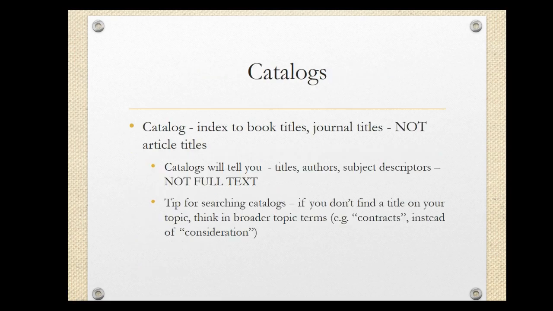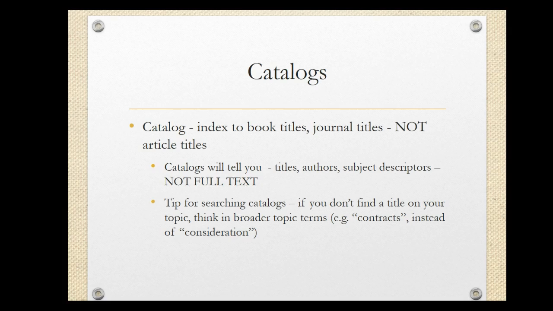And one more way to find treatises is using a library catalog. What is a library catalog? I think most of you may not have used one much, if at all. A library catalog is, in essence, an index to book titles or journal titles. Now, journal titles, I mean the title of the entire journal, not the contents. So the title of an entire journal would be the Hofstra Law Review or the Hofstra Labor and Employment Law Journal. Catalogs will not have the articles within those journals. You won't be able to search by article title in a catalog.